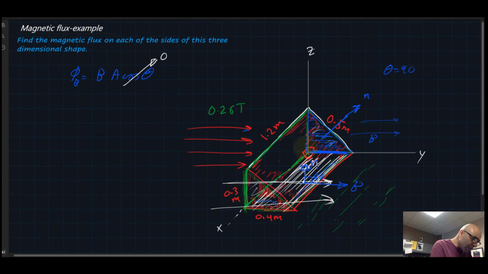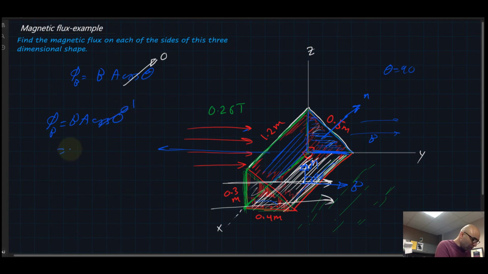Now this one is facing backwards. The normal is going in the back of the Y direction, just straight back. So the angle is either 0 or 180. Cosine 0 is 1. So for this surface, phi B is equal to BA cosine 0, for the magnitude, so that's 1.